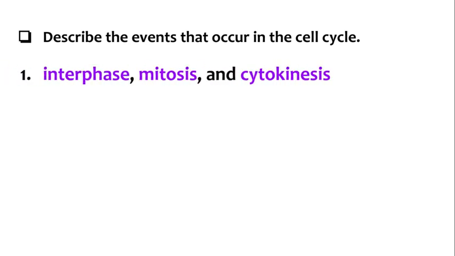So 1, the cell cycle consists of sequential stages of interphase, mitosis, and cytokinesis. 2, the cell can enter a stage called G0 where it no longer divides.